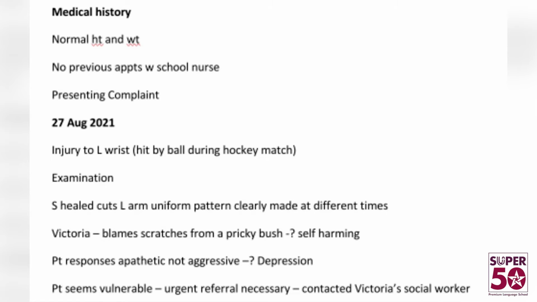Normal height and weight, no previous appointments with the school nurse. Presenting complaint: on 27th of August 2021, she sustained an injury to her left wrist, hit by a ball during a hockey examination. Also healed cuts on her left arm, in a uniform pattern, clearly made at different times. Victoria blames scratches from a prickly bush, but maybe it is self-harm. Patient's response is apathetic, not aggressive. The patient seems vulnerable, urgent referral is contacted via social worker. So what happened to the patient? She had an injury on her wrist during a hockey match.